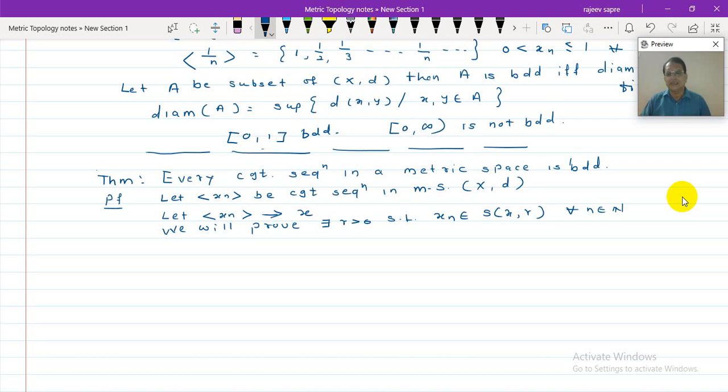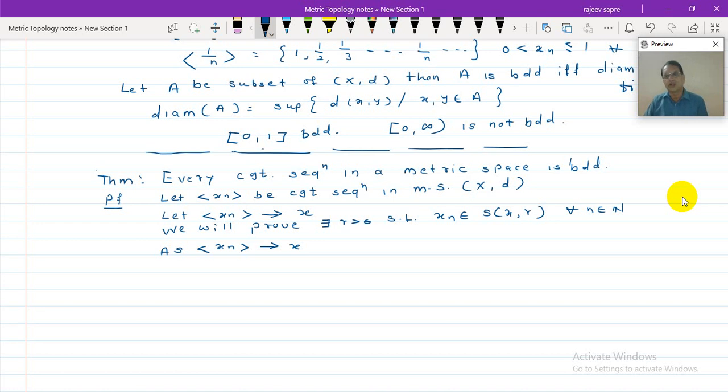Now this open sphere has a radius r, so its diameter is 2r, and so the diameter is finite. So when all the terms of the sequence are in a set whose diameter is finite, definitely the sequence is bounded, because that set will be bounded, as its diameter is finite. So this is the logic behind the proof. So okay, now what is given? How will you prove it? As xn converges to x, this is given to you.